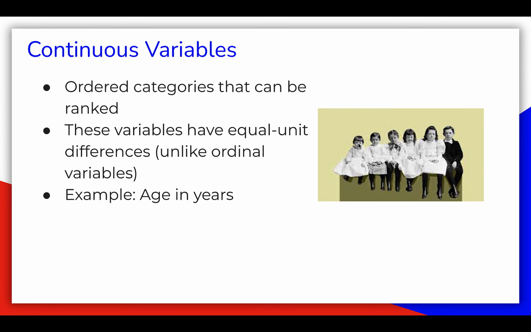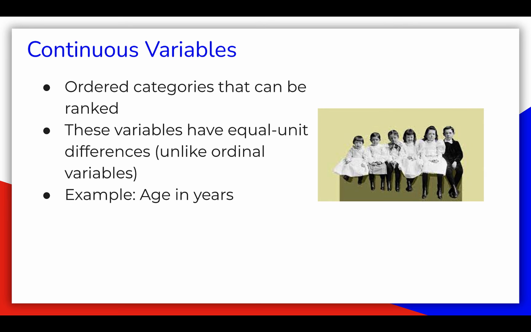And the categories do increase in an ordered way. 1, 2, 3, 4, 5, 6, right? Going from 4 to 5 is the same as going from 2 to 3. You increase by 1 child. That's the idea there. The other example, which is really common, is age in years.